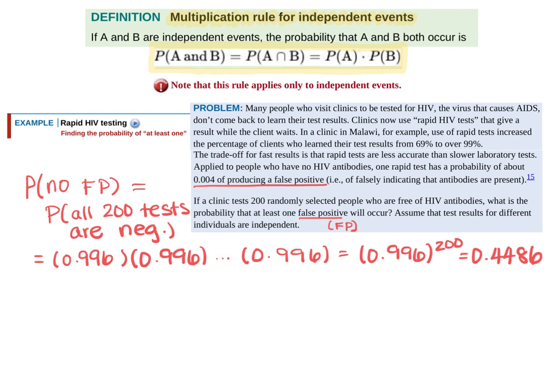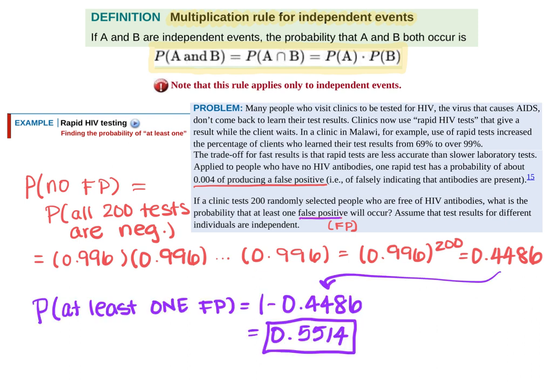So I'm looking for the probability that at least one false positive will occur. If we know that the probability of no false positives in this group of 200 is this number, the opposite, the probability of at least one false positive, is going to be 1 minus that quantity, so about 0.5514.